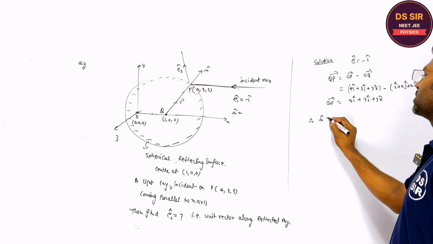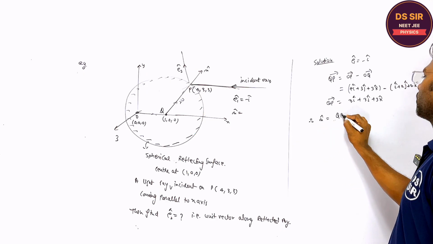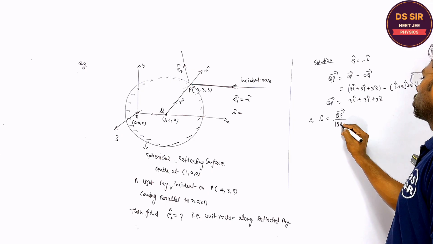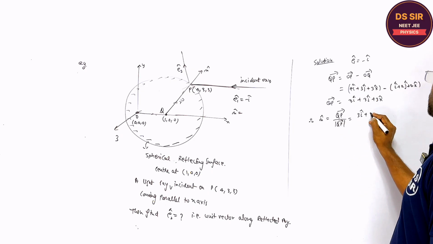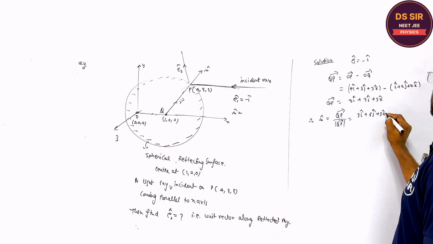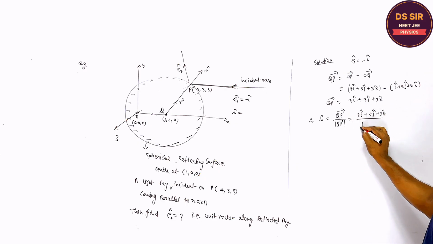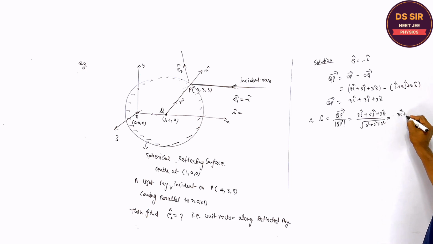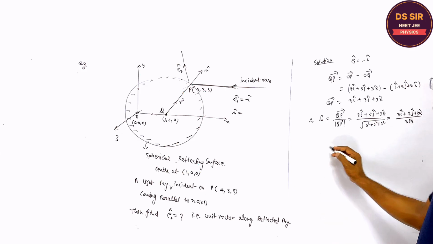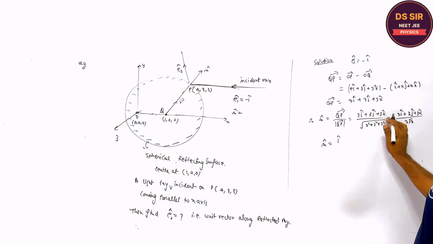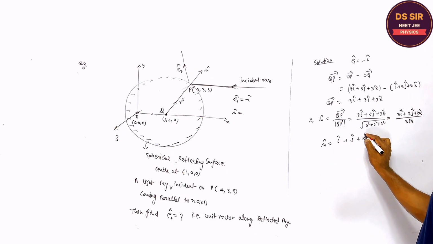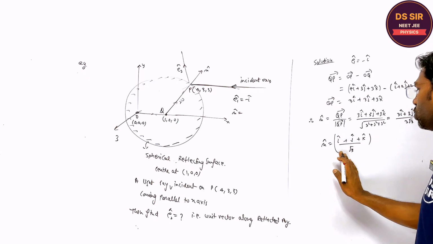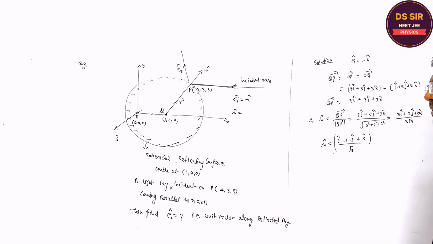Therefore the n cap is the QP vector divided by its magnitude. So (3I plus 3J plus 3K cap) over the square root of 3 squared plus 3 squared plus 3 squared, which is 3 root 3. So the n cap is I cap plus J cap plus K cap upon root 3. Now you know the n cap and you know the E1 cap.